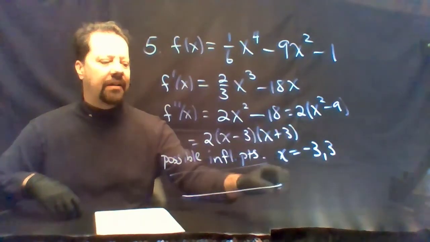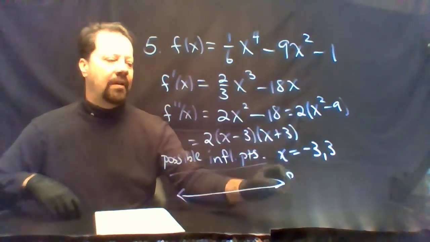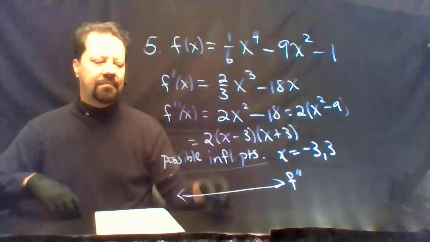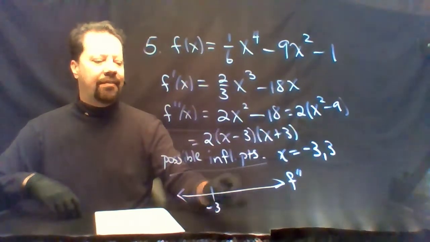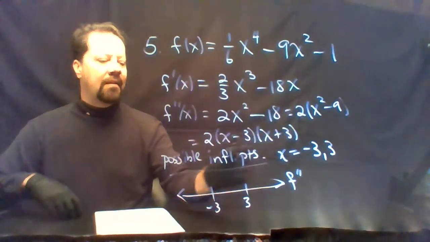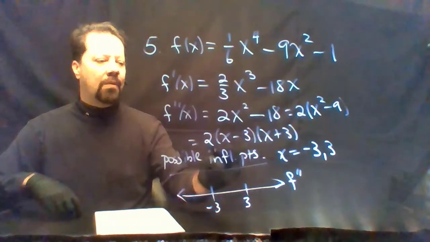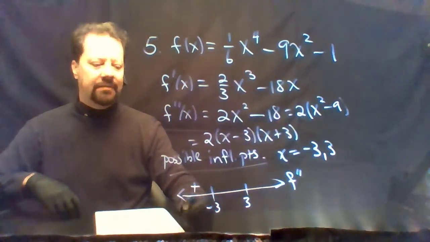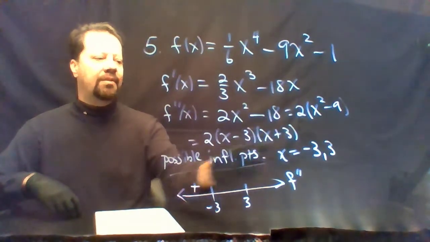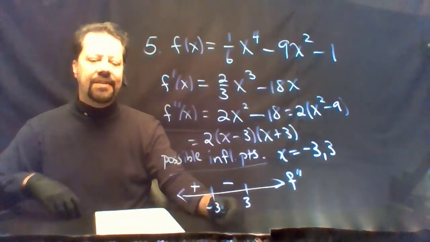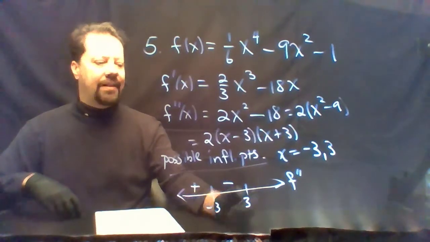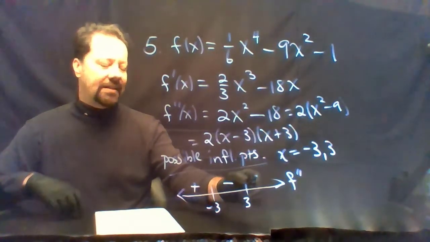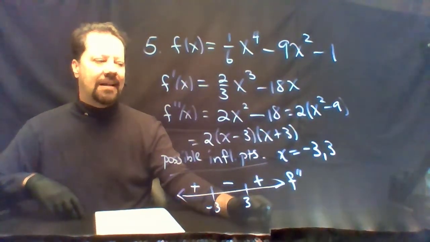Plotting a number line for f double prime, we'll plot -3 and 3. If we plug in something like -4, we'll get positive, or concave up on this region. At 0, we get a negative second derivative, so it's concave down there. And at a place like 4, we get a positive.